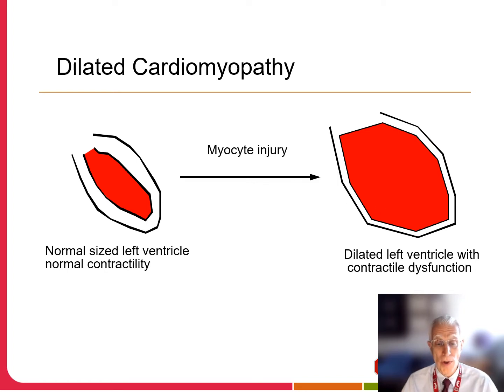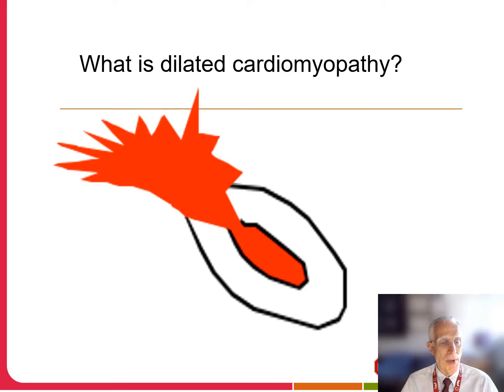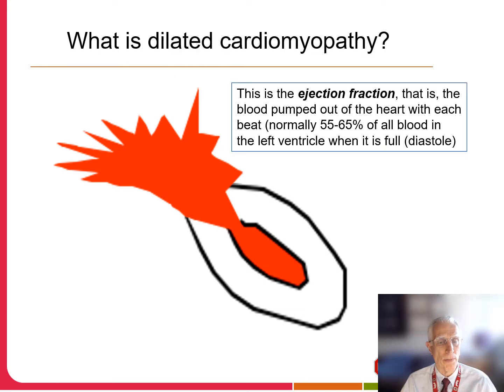Now, what is contractile dysfunction? Let me show you what that is. This is the normal left ventricle, and with each beat, it squeezes out most of the blood. And I can actually, that amount of blood being pumped out is called the ejection fraction. That ejection fraction is normally 55 to 65% of all blood in the left ventricle when it's full.